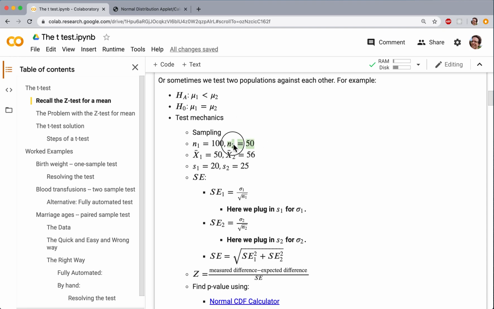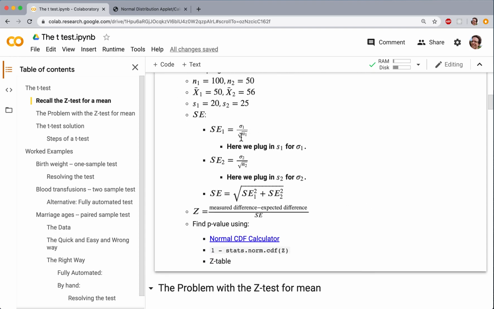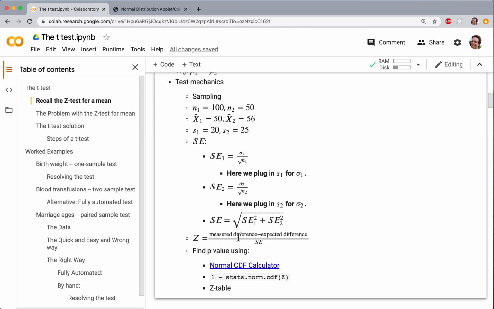We'd have to collect data about sample sizes for both populations, about means for both populations, about standard deviations for both populations, and about standard errors for both populations. We'd use this formula twice, sigma 1 over the square root of n1 and sigma 2 over the square root of n2, to calculate both standard errors. And then we would synthesize these into one big standard error. This would be the standard error for the difference between the means. And then this is the standard error that we would use to calculate the z-score. The z-score in this case would be the measured value of the difference.